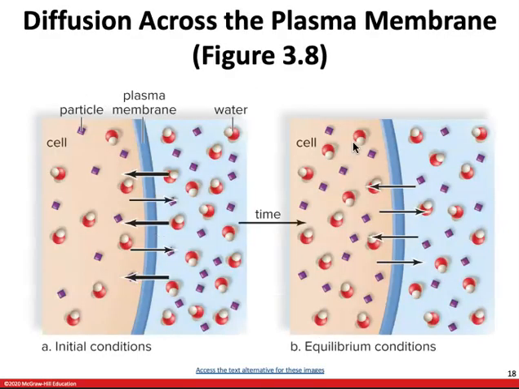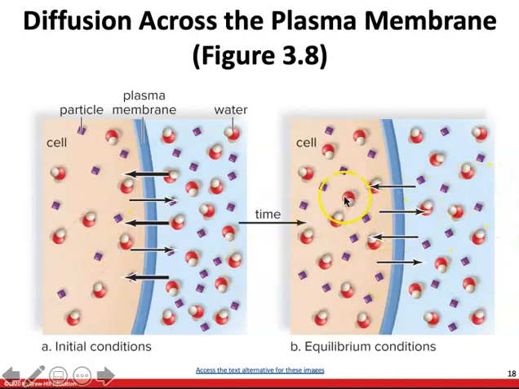So we're going to talk through some of these different types of movement, starting with diffusion. Simple diffusion is just the movement following a concentration gradient. The end result is an equal distribution between the two areas. Initially over here we have a higher concentration of these little purple particles and water molecules on this side of the plasma membrane and a lower concentration over here. Over time, we're going to see an equal distribution.